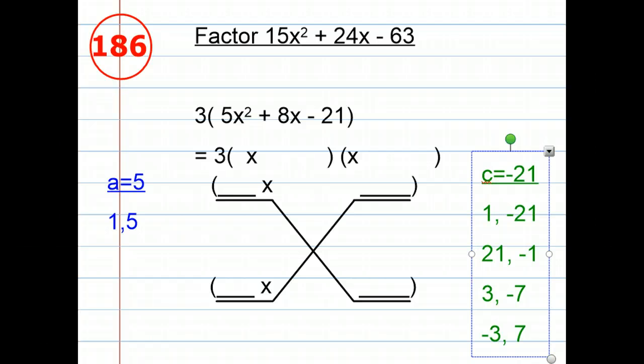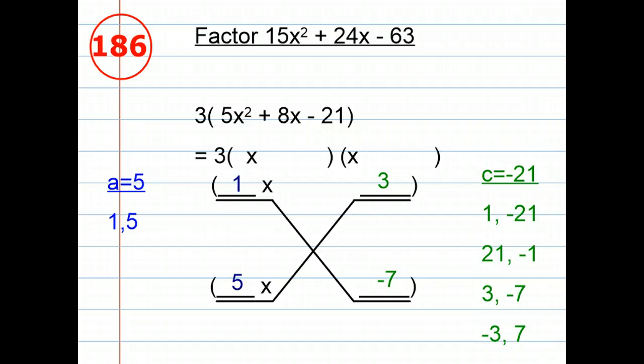Since A is a prime number, we know that we can put in 1 and 5. But now we have to figure out which one of these 4 we can put in to get the positive 8. So let's just try 3 and negative 7. When I try 3 and negative 7, I do my slide method, and it goes something like this.